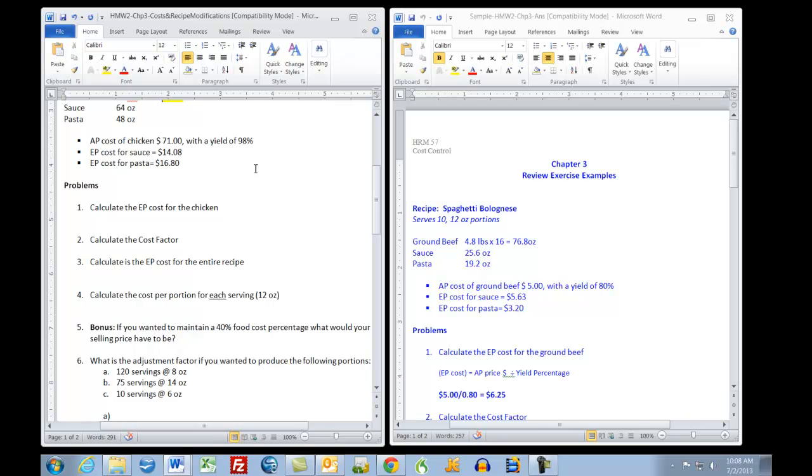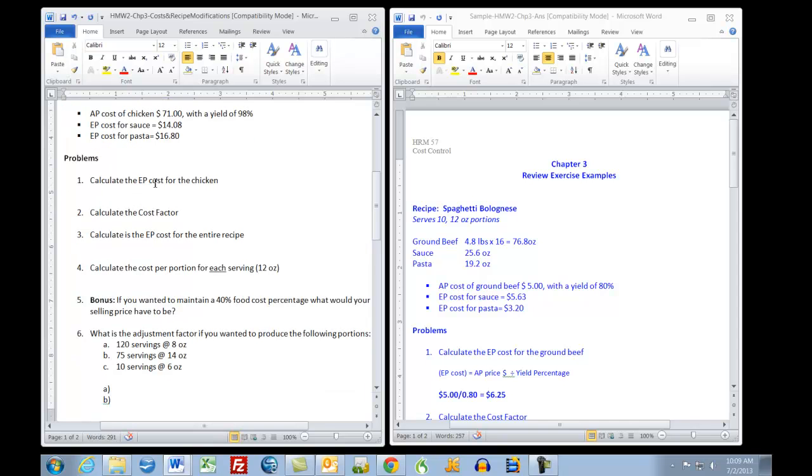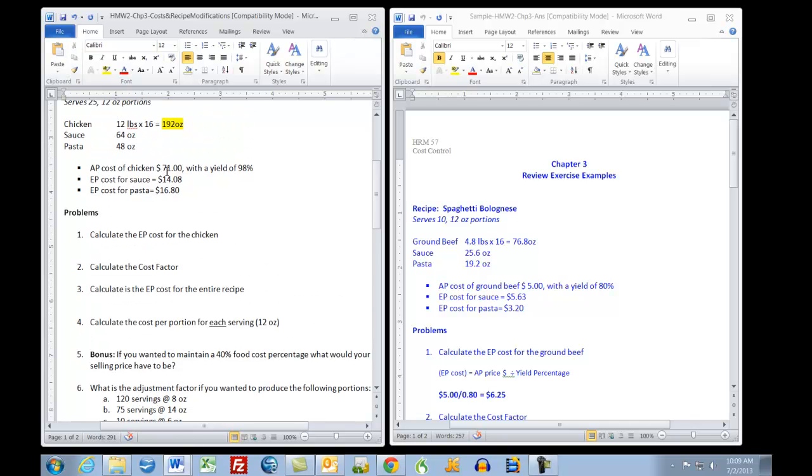So whatever you pay for at the store is not really what ends up on the plate, because a whole part of that actually is going to go towards waste. Now, the EP cost for the sauce, or the edible portion cost for the sauce, is $14.08, and then you've got the EP cost for the pasta as $16.80. Now, your first problem is to calculate the EP cost for the chicken. So we've got the cost for the pasta and the sauce. Now we need to figure out what the edible portion cost for the chicken is.